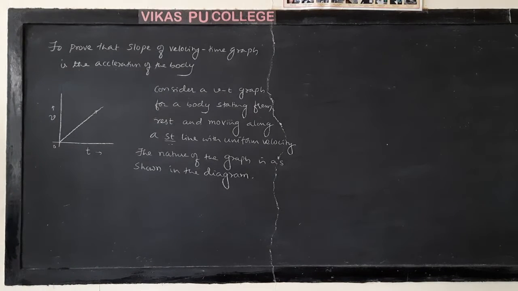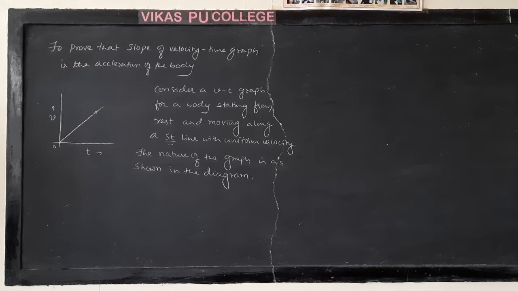So you have many other types of velocity time graphs also. We have discussed the nature of the velocity time graph when the body is moving along a straight line with uniform velocity. We have also discussed the nature of the graph when the velocity of the body changes instantly and so on. But here I have considered the graph of the body which is moving along a straight line with uniform velocity and starting from rest.